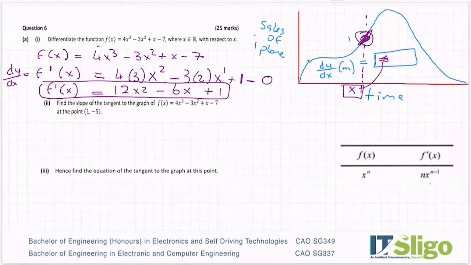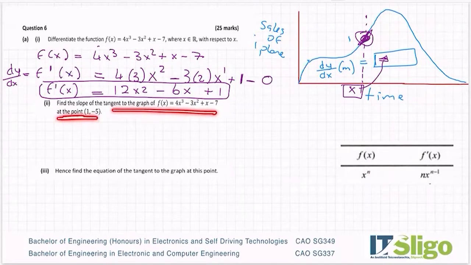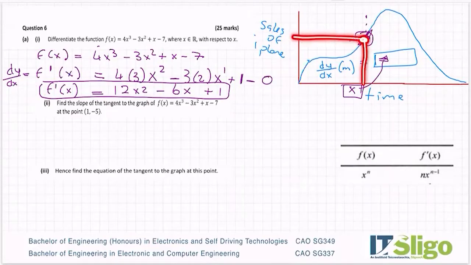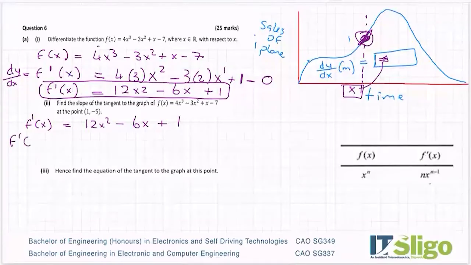Okay, so part 2. Find the slope of the tangent to the graph at the point 1, minus 5. So what they're doing now is they're picking a point in time, just like I did on my example, the point 1, minus 5, and they're saying, what is the slope at that point? Well, you know that the slope formula is 12x squared minus 6x plus 1. So therefore, the slope at the point 1, minus 5, okay?